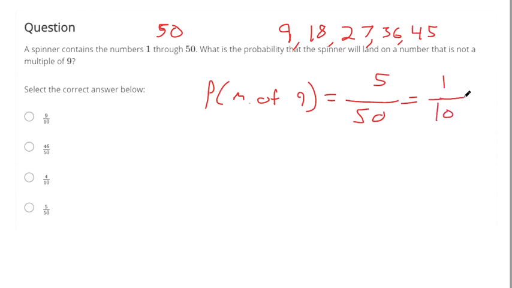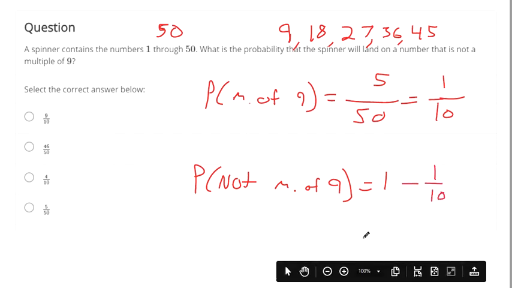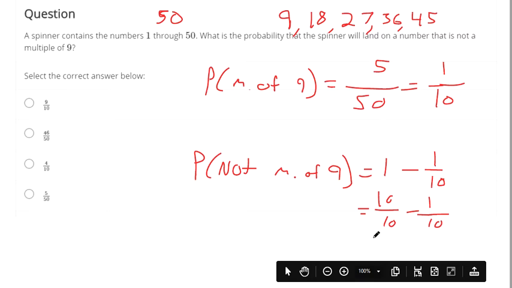Now what's the probability that the spinner will land on a number that is not a multiple of 9? This is the probability that we get a number that's a multiple of 9. The probability of not a multiple of 9 is just 1 subtracted by that probability. Okay? Like we just saw in a previous video. So that's 1 is 10 out of 10. That's how we get our common denominator. 10 subtracted by 1 makes 9 out of 10.